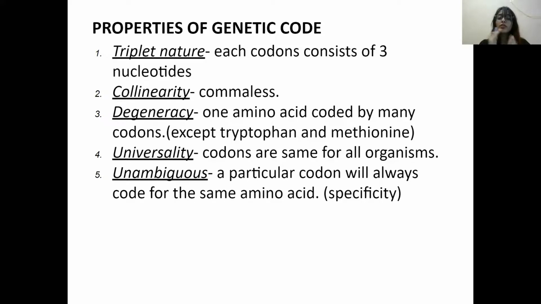The next point, do not confuse it with universality, is unambiguous. That is, one codon will always code for the same amino acid. If in my body AUG is coding for methionine, in other animals also AUG is coding for methionine. This is the unambiguous property, or in Krok it is often referred to as specificity. You can remember specificity like this: one specific codon will code for a specific amino acid.